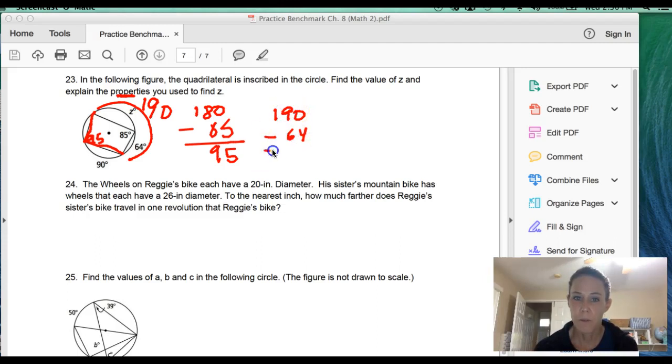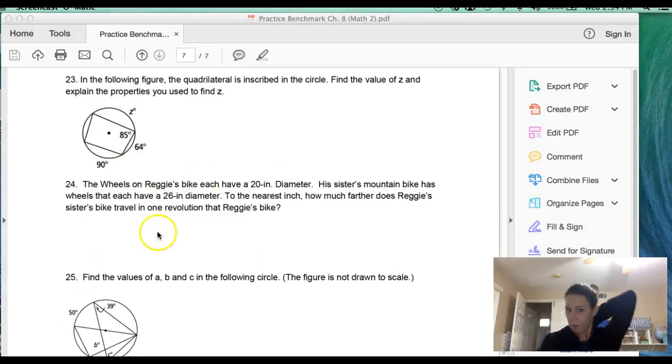And that says 190 minus 64. In doing that, I should get 126 for z. And that should be the degrees for z. And there you have it. All right, let's move on to the next one.